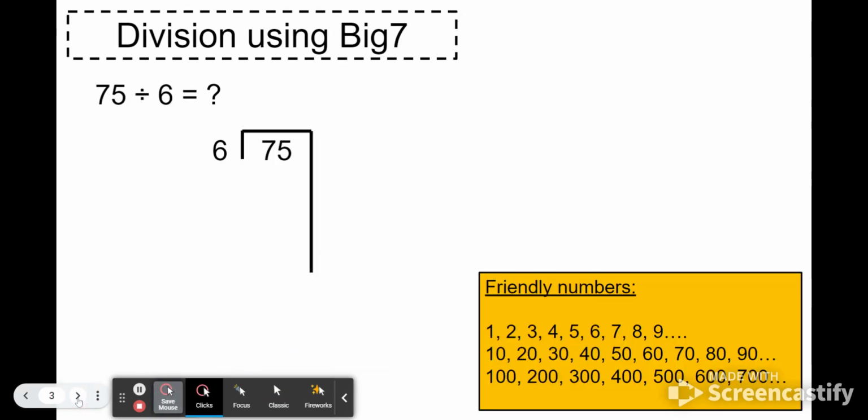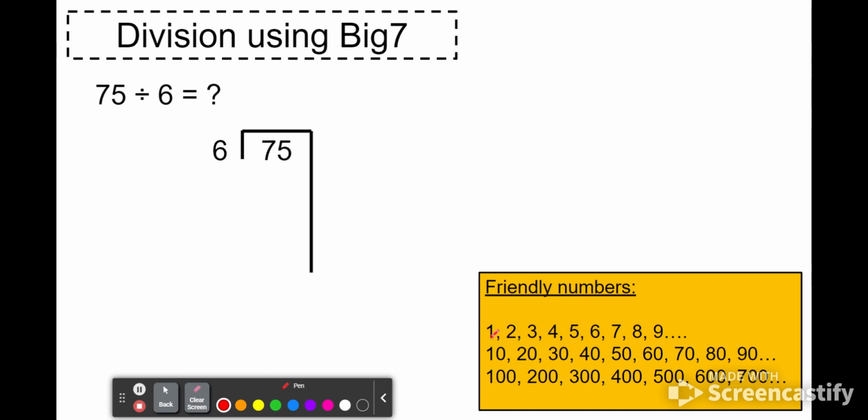So let's look at what an example of this will look like. We have 75 divided by 6, and we are trying to do the Big 7 method with this. So here is how we start. First, we think about how many 6s can fit into 75. This is actually pretty similar to how we do the area model. We have our friendly numbers down here in the orange. So we can look at these friendly numbers to multiply by our 6 to see if we can get any closer to 75 than ones we try.